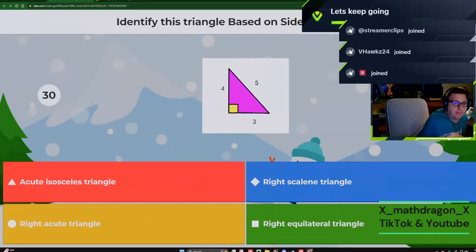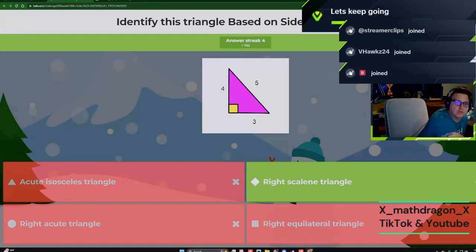Identify. All right, I see a right angle in the corner. That's what that box indicates, 90 degrees. And then when we look at this, a 3, 4, 5 triangle. So all 3 sides are different numbers. So that makes it a right scalene triangle.